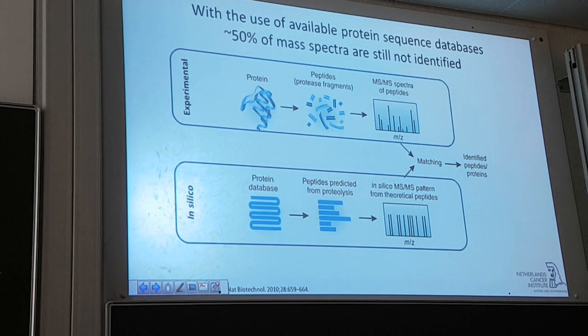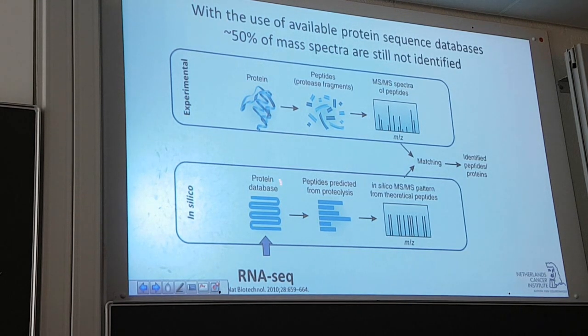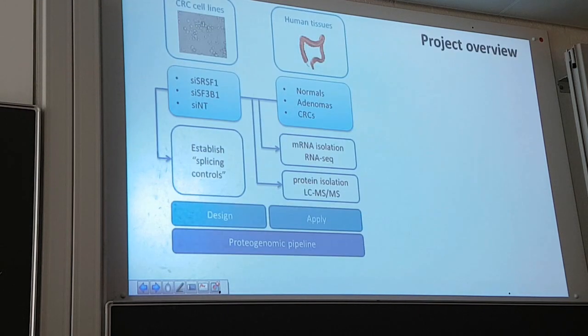So the big problem with this approach is that you're limited by this protein database, so we will use RNA sequencing to look for alternatively spliced variants, and will basically enrich this protein database with our findings from the RNA-seq. So this is the whole project overview, where we start with colorectal cancer cell lines, where we really need to have a positive control that our pipeline works.